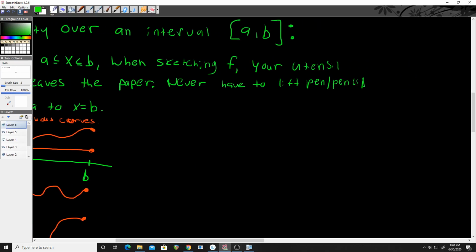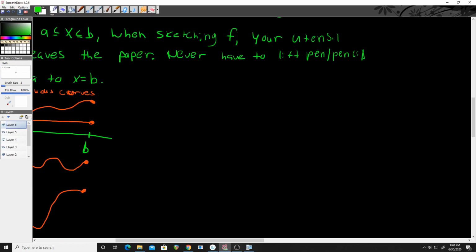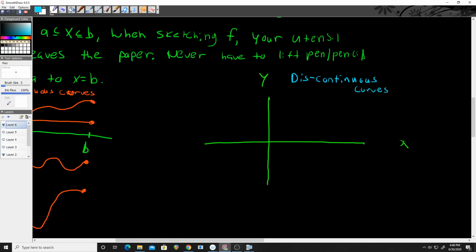Now, over here on the right, I'm going to draw examples of curves that are discontinuous. Discontinuous curves. So let's still say we have A here and B all the way over here, just like before.